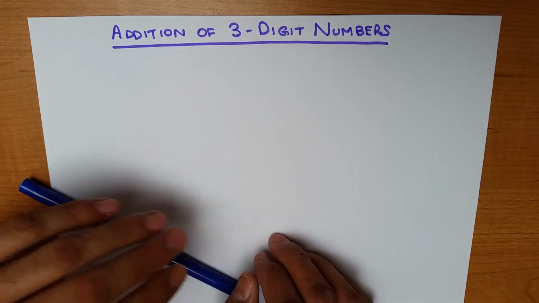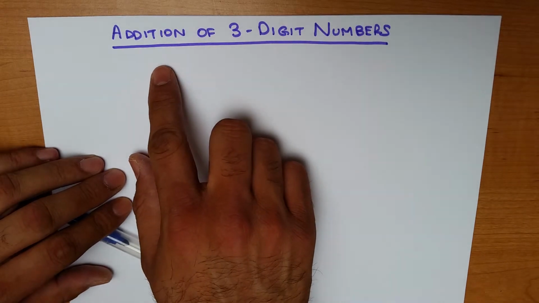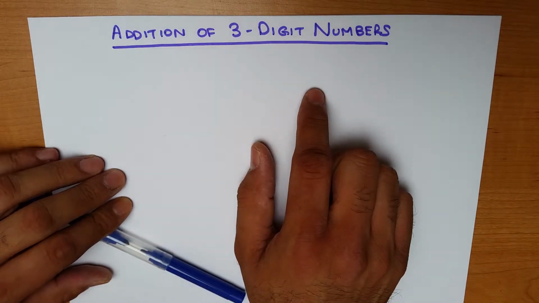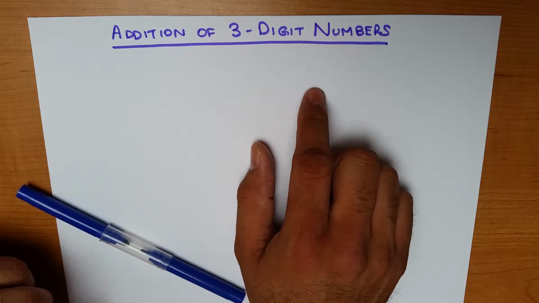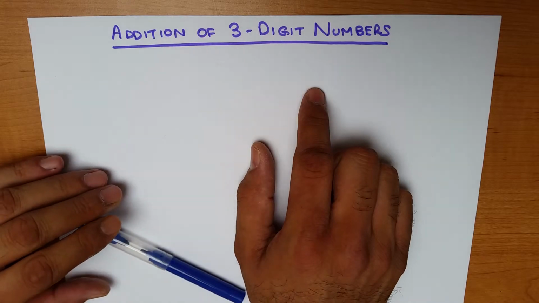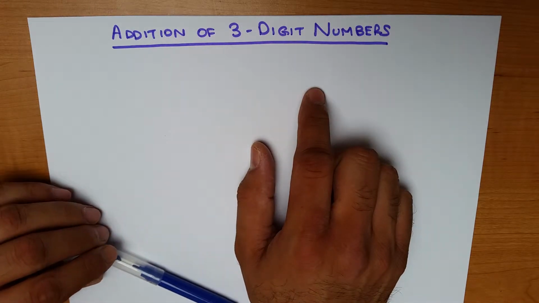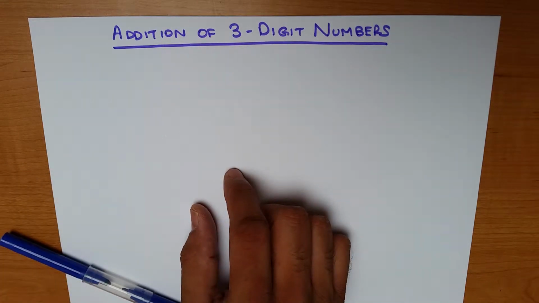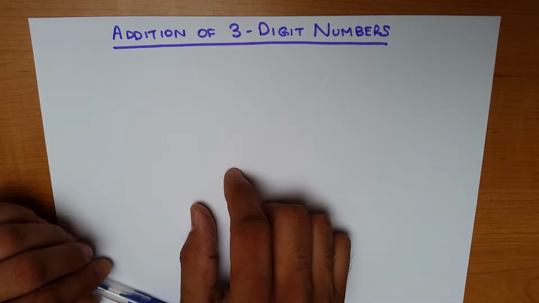In this tutorial, we are going to go through the addition of 3-digit numbers using the vertical format, also known as long addition if you are adding numbers. If you are minusing numbers, it is known as long subtraction. So let's begin with a few examples.